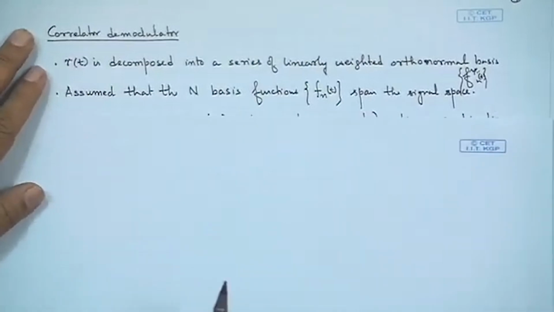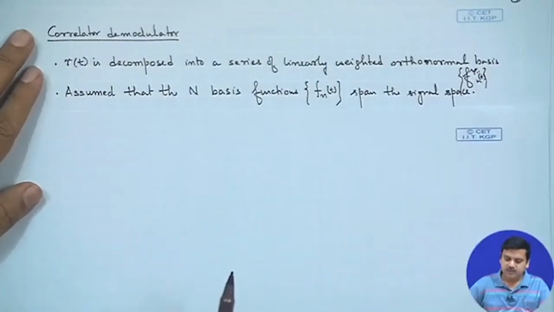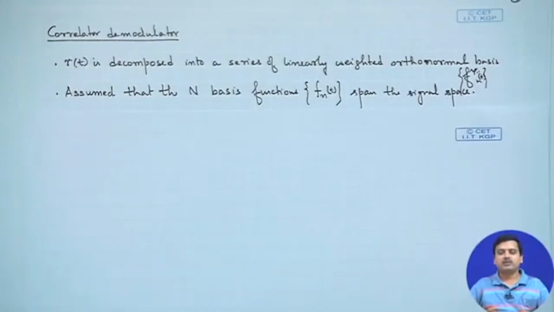So, we assume that the n basis functions span the signal space. So, this is always there. Whenever we discuss communication systems or signals and we are talking about basis functions, if your basis functions do not span the signal space, then what is going to happen? When you expand the signal using whatever limited basis functions you have, you are not reconstructing the signal in its entirety. There would be some amount of error left. So, we do not want to do that over here.